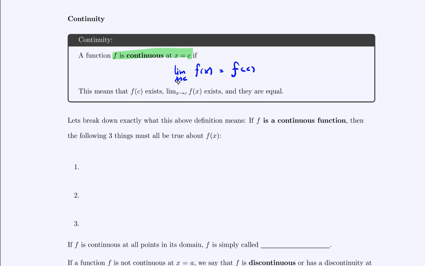Now, in order for two things to be equal, the two things have to separately exist, so we know that the function value must exist, the limit exists, and then they're both equal. So if we're ever trying to see if a function is continuous at a certain point, then we need to check if the following three things are all true. If they are all true, then it's continuous at that point.